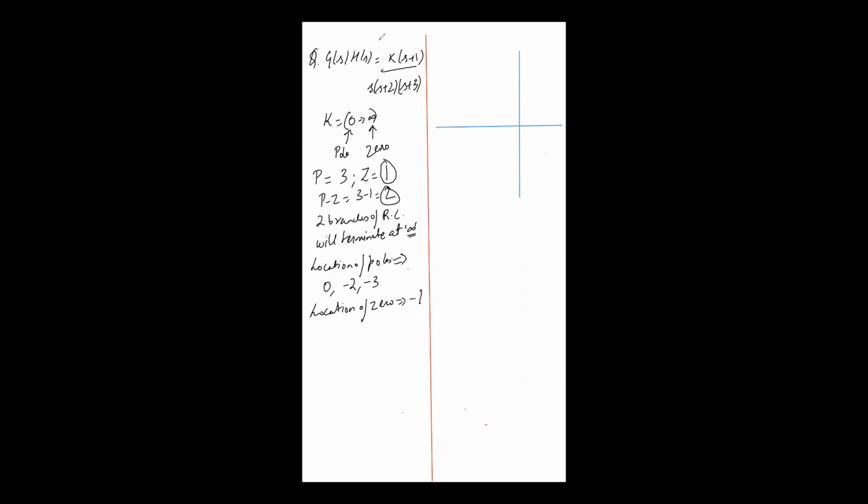Pole is present at origin. Zero is present at minus 1. Another pole is present at minus 2, and this is another pole, minus 3. So this is the minus 3 pole, minus 2, this is minus 1, and this is 0. So these are the locations of poles and zeros.